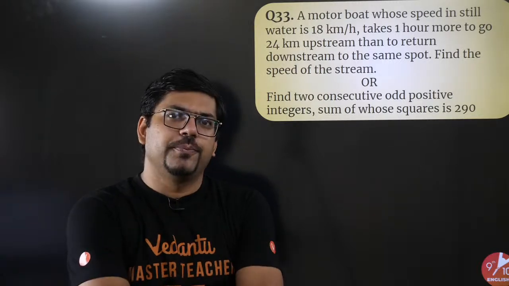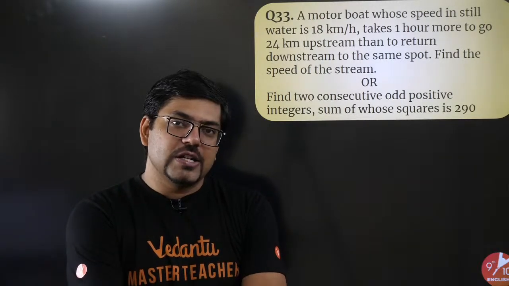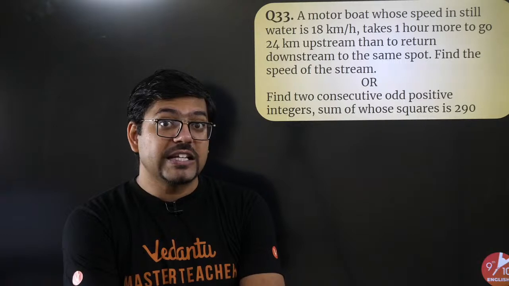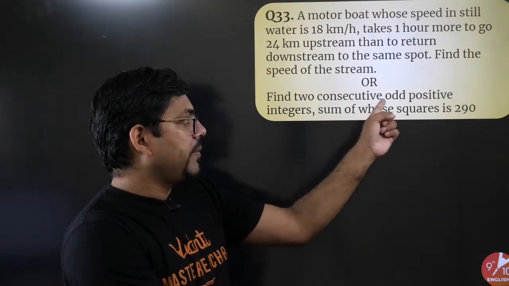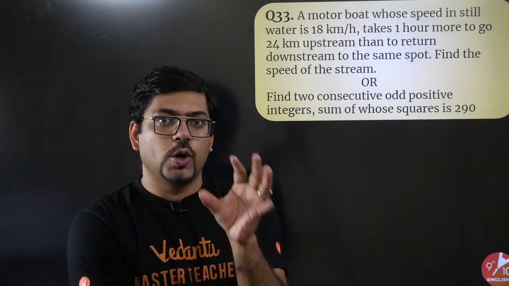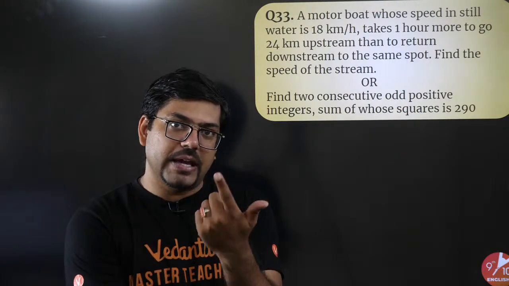Who can tell me the answer? If one of the integers I assume is x, the other integer will be x plus 2. It will not be x plus 1. It's written here consecutive, but at the same time it's written odd. So if one odd number I assume x, another odd number will be x plus 2.